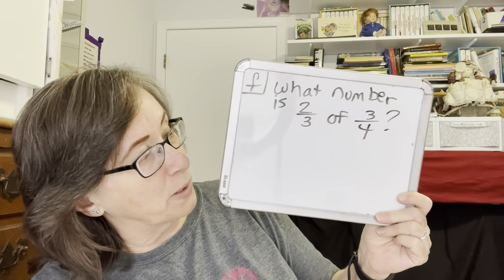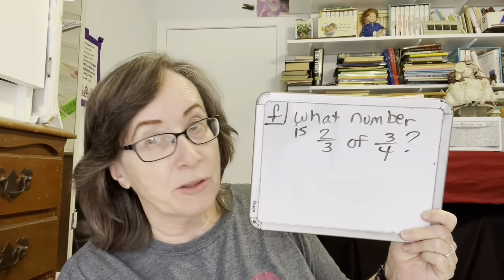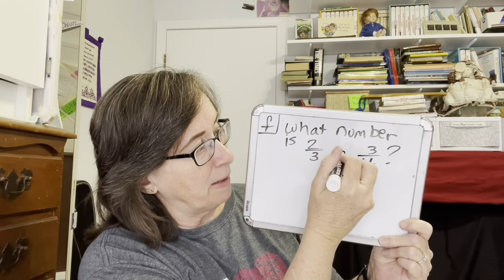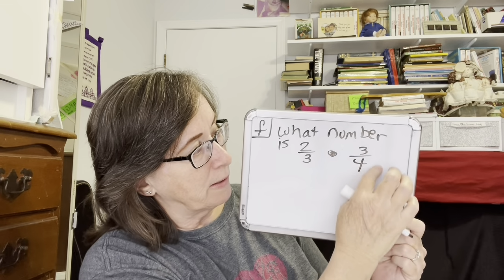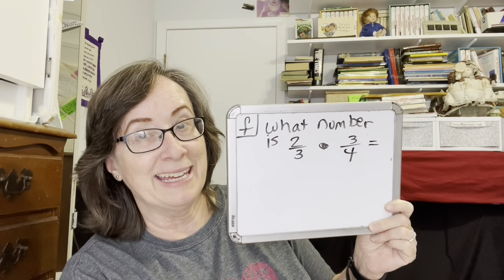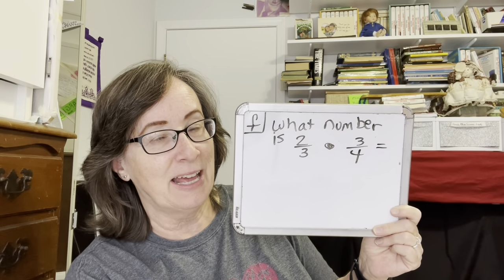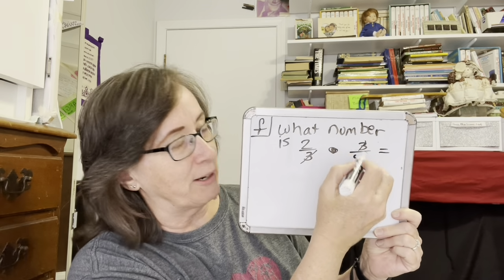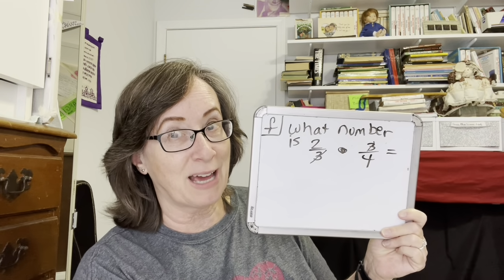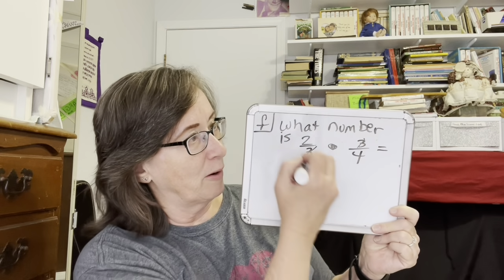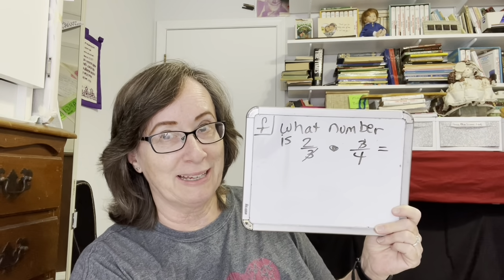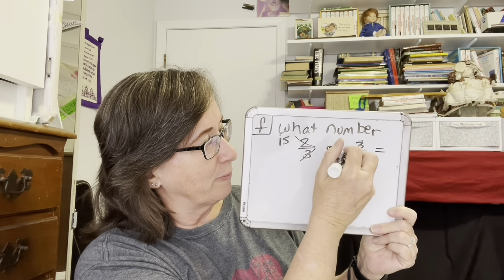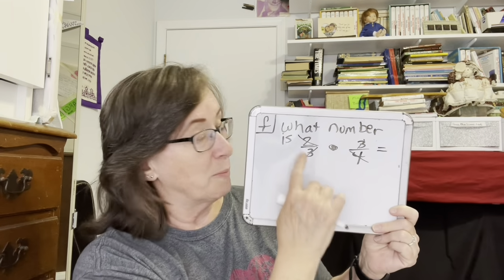Okay, what number is 2/3 of 3/4? 2/3 times 3/4 equals. Okay, can you see something easy to cancel? There are 2 cancellations, but 3 and 3 is very simple, because I'm just dividing the top and the bottom of this answer by 3, okay?